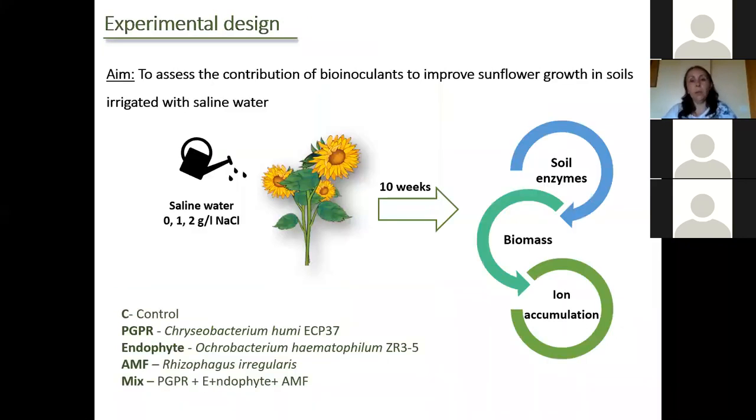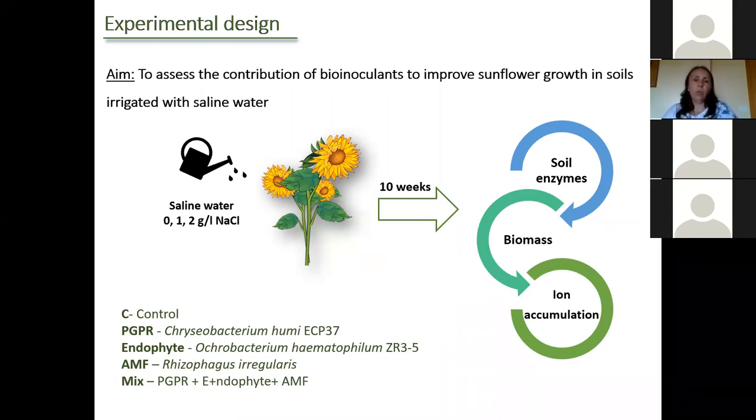So in this experiment in particular, we aim to assess the beneficial effects of these bioinoculants on sunflower growth in soils that were irrigated with saline water. To achieve this goal, we sowed some sunflower plants in pots and we irrigated them with 0, 1, and 2 grams per liter of sodium chloride, water with saline water.